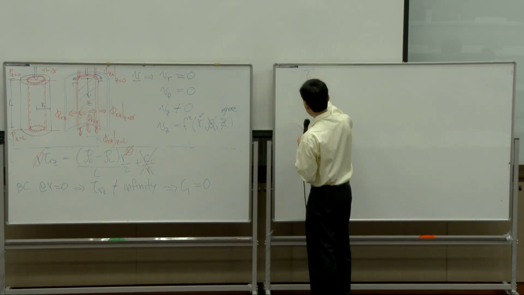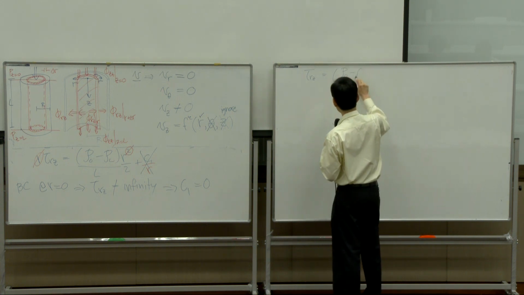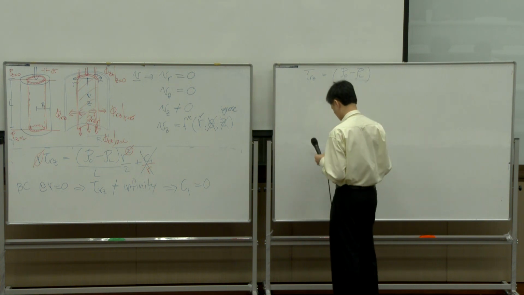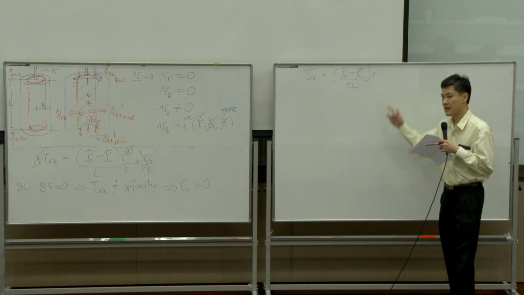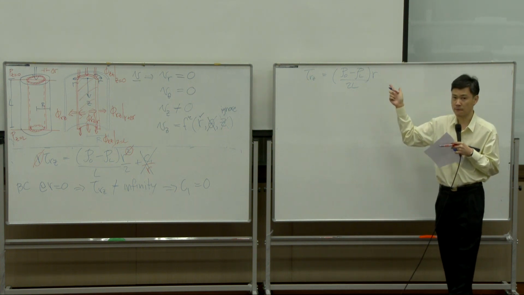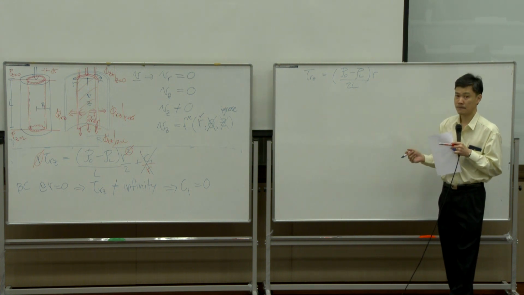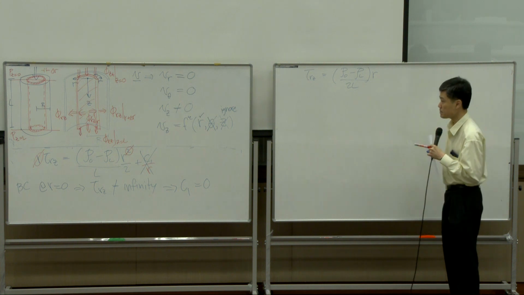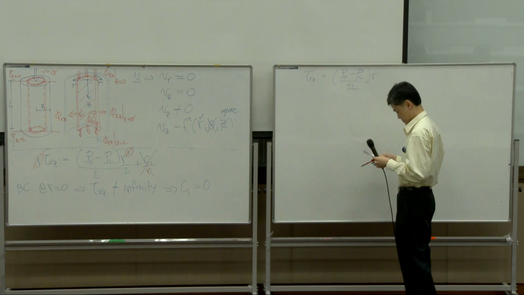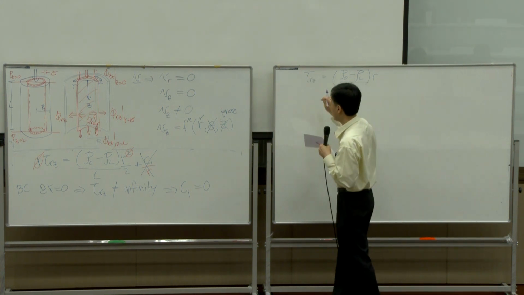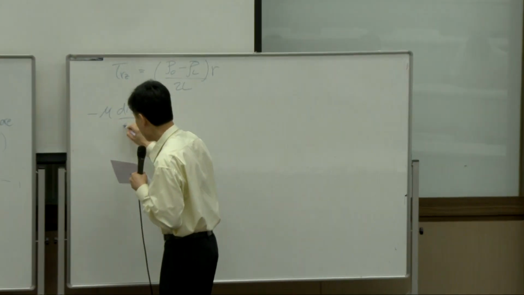So that means tau rz is equal to (P0 minus PL) over 2L times r. This would be the shear stress profile. And we defined earlier that tau rz is minus mu dVz by dr.